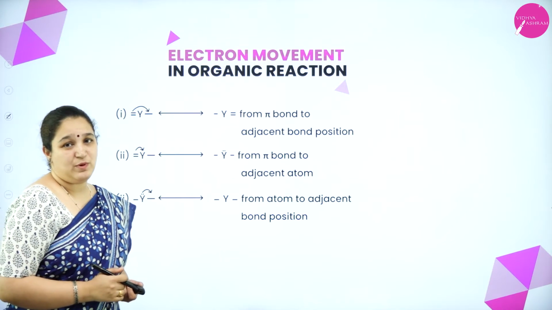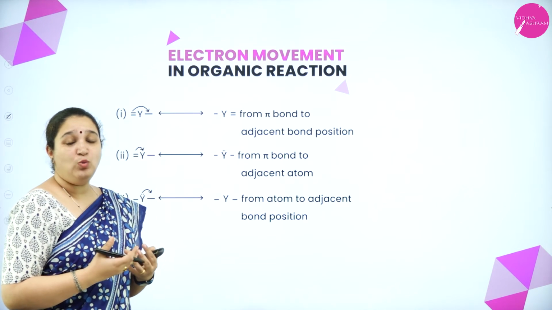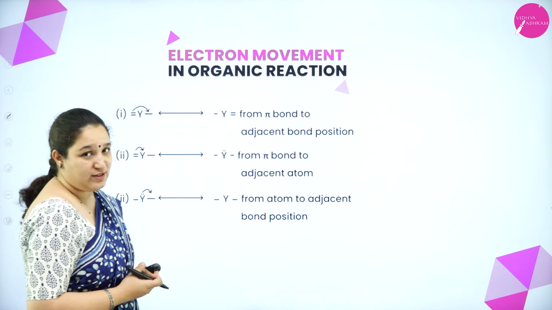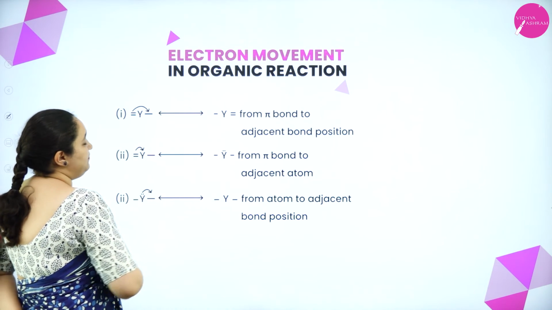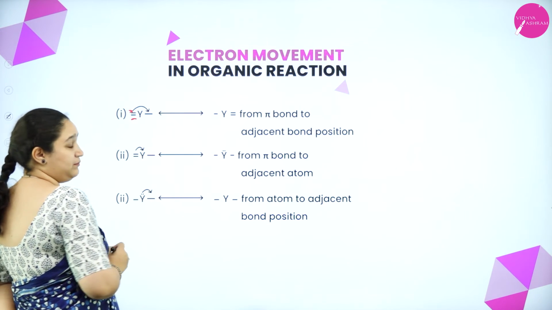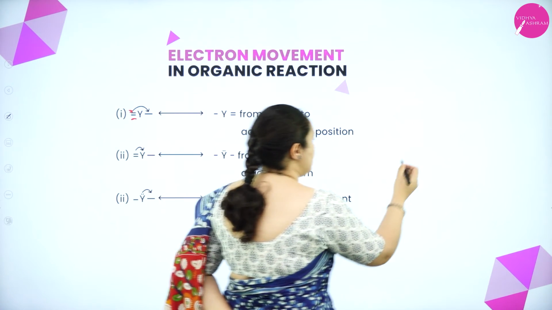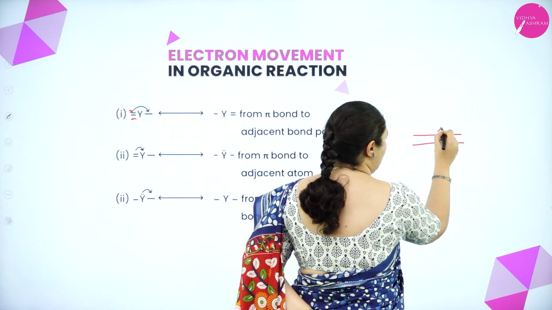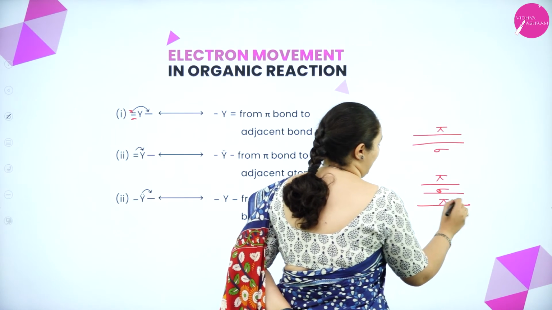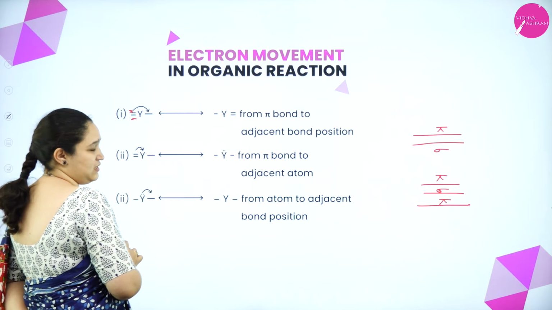Okay. Next is about the electron movement in organic reactions. How do we show the movement of the electron in organic reactions? Okay, first one is, here there is one sigma bond and one pi bond. We know whenever there is a double bond or a triple bond, if there is a double bond, one will be a sigma bond, one will be a pi bond. If there's a triple bond, there will be one sigma bond and two pi bonds. Correct? So, Y is a reagent which is having a double bond and a single bond.